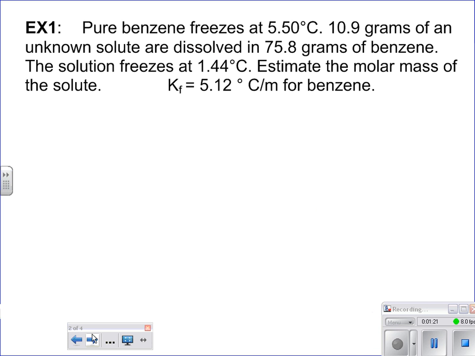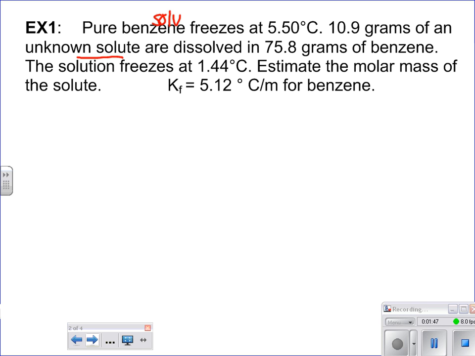Okay, so the first one, and again, you gotta identify your variables. You gotta think about which one's the solute and which one's the solvent. So we know that pure benzene freezes at this temperature. I don't even need to read any further. What is benzene in this case? Solvent.